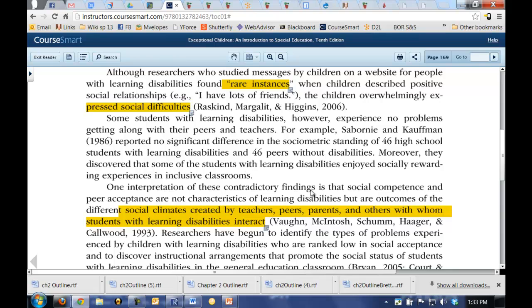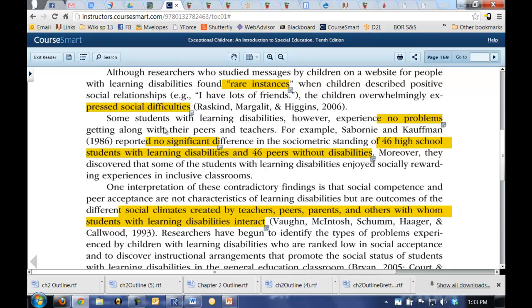Some students with learning disabilities, however, experience no problems getting along with their peers. For example, researchers reported no significant difference in the social metric standing of 46 high school students with learning disabilities and 46 without disabilities. Now, wouldn't you love to see what that was about? Because here's a word, no significant, meaning not one student had problems. Moreover, they discovered that some of the students with learning disabilities enjoyed socially rewarding experiences in the inclusive classroom. So very, very contradictory here.